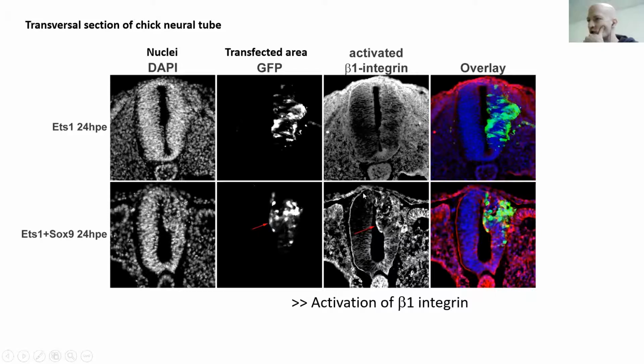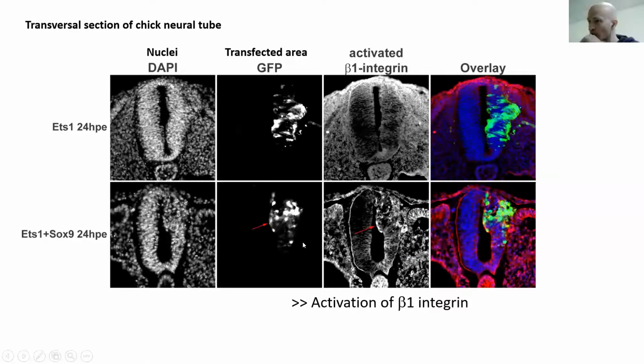You can see on the left side, on the control side, you have just a line, a white line of this integrin activated at the basal side of the cell where they bind to the matrix. But when you overexpress these two transcription factors, ETS1 and SOX9, you get activation of this integrin everywhere. And the epithelium is completely messed up, the cells are round.